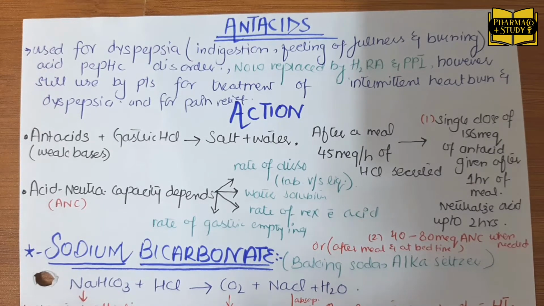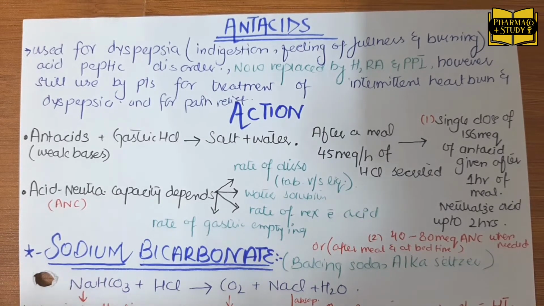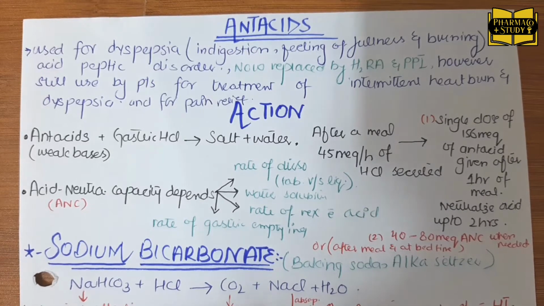However, they are still used by patients for the treatment of intermittent heartburn and dyspepsia and for pain relief, because some people have the mindset of using syrups. The most important thing about the antacids is they are available in syrups. Although proton pump inhibitors and H2 receptor antagonists are also available in suspension form, like famotidine, most people prefer the antacid because they are available in syrup or suspension form, and they provide rapid relief. They do not want to go for long medication, tablets or pills.